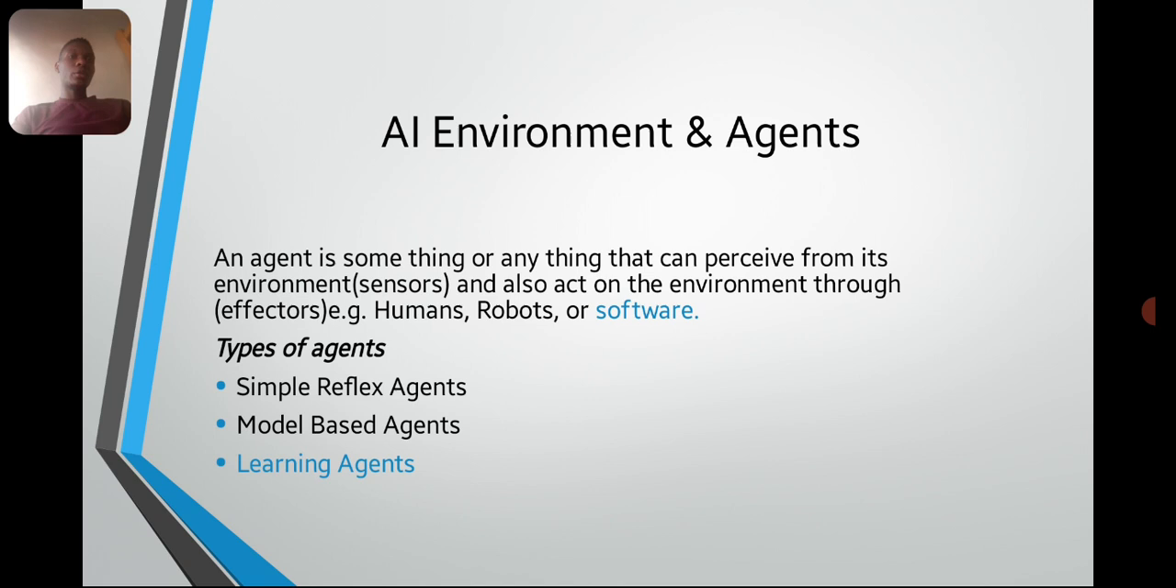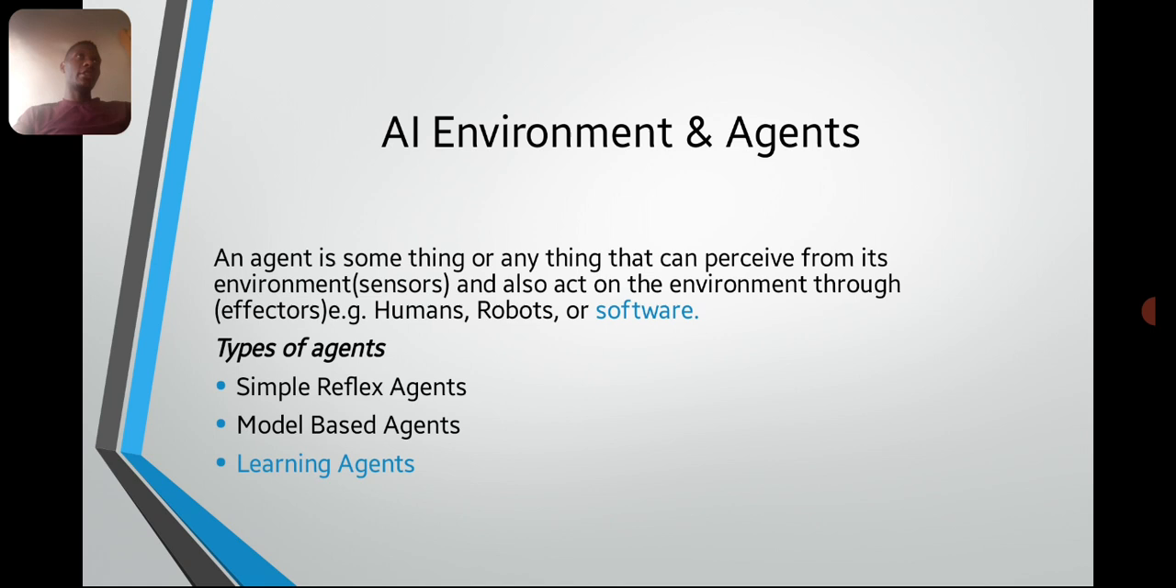Simply, an agent can be a person or a robot. They receive from the environment and give back to the environment. An agent has sensors and effectors. The sensors help the agent to perceive and acquire information from the environment. Then the agent processes that information and gives back using the effectors.